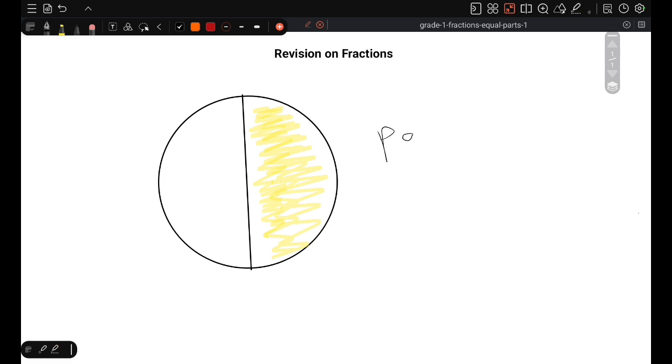Part of a whole one. Okay, one circle, one square, one rectangle, one triangle, and so on. So the concept of a fraction is a part out of a whole one. We will know now the name of each fraction we studied in grade 1.